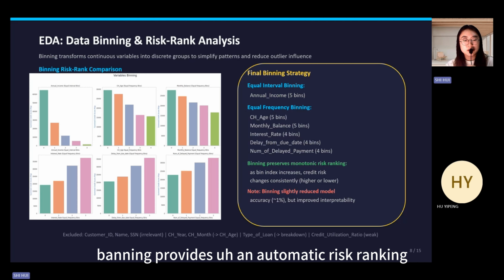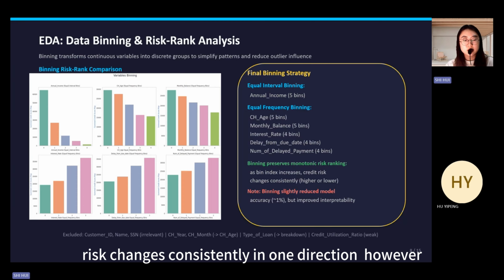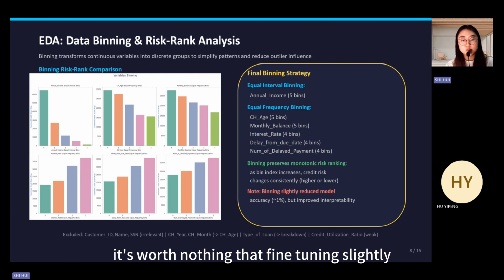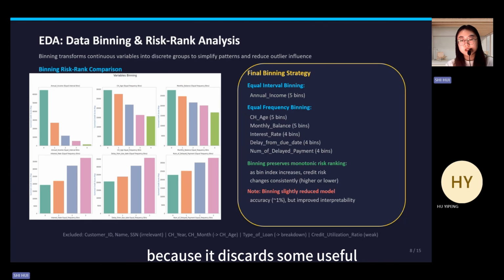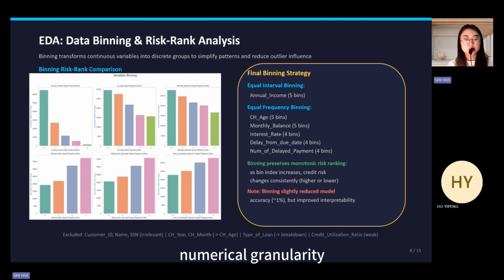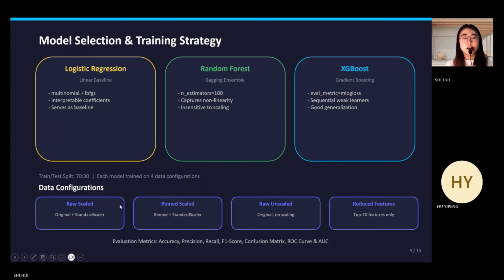Binning produces monotonic risk ranking. As the bin index increases, credit risk changes consistently in one direction. However, we noted that binning slightly reduced model accuracy by about 1 percentage point because it discards some useful numerical granularity, though it improves interpretability.